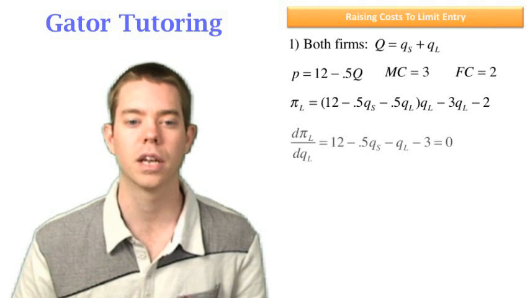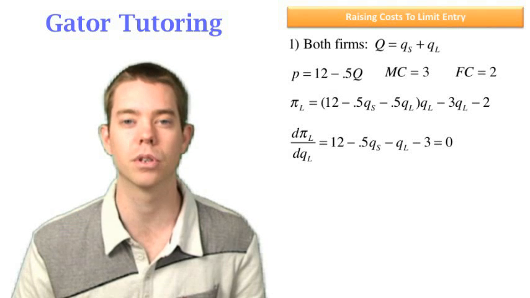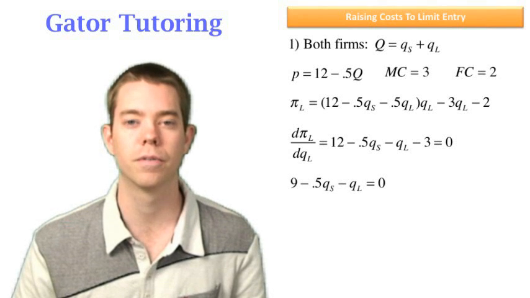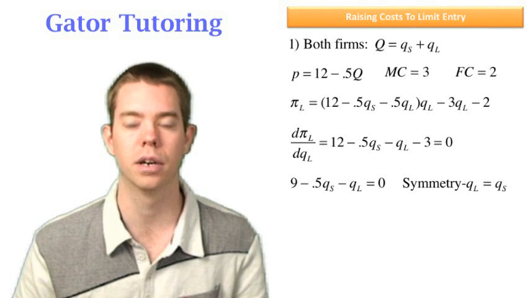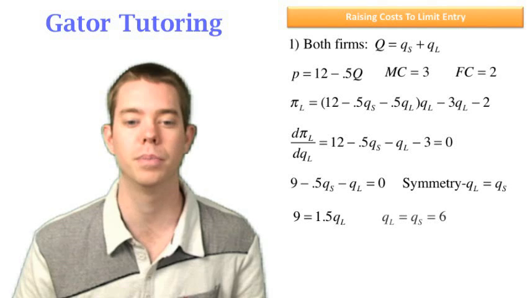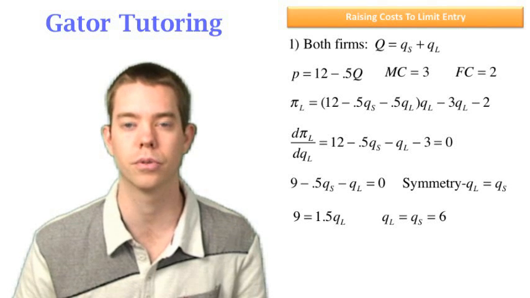And we're going to take the derivative with respect to QL and set it equal to 0. We solve down, and then now at this point, after we've taken the derivative, we remember, because of symmetry, QL is going to equal QS. Again, symmetry was they have the exact same cost structure and the exact same inverse demand. So we can substitute and solve for QL to be 6, which we know QS is also 6.